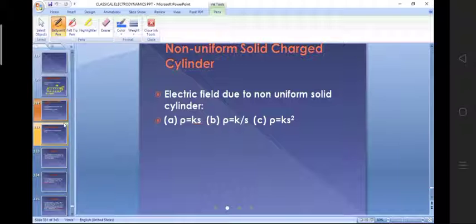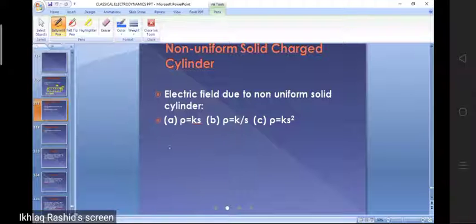Moreover, I sent you a home assignment from David J. Griffith. So do those examples, example number 21 to 28. Now here we are, electric field due to the non-uniform solid sector. Let me show you one example, and then the B and C parts you will do yourself. So we'll be doing part A.